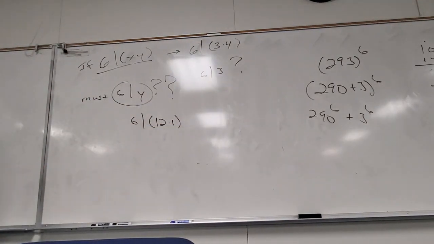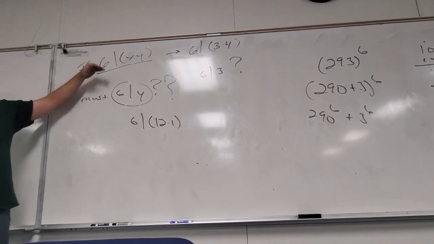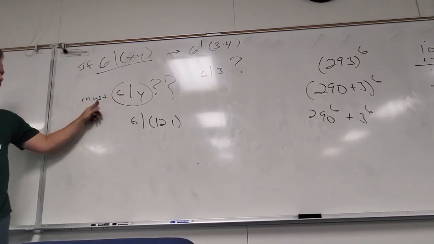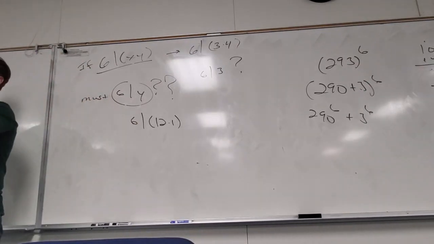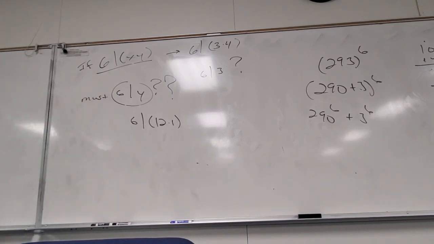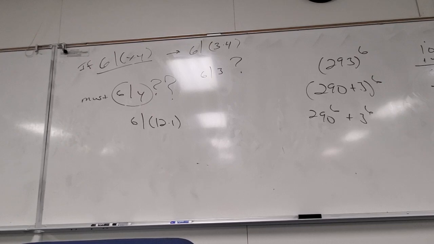Does 6 divide 12? Sure. So is it possible this is true? Hell yeah. Must it be true? No. So whenever I ask a question like, given this, does this necessarily follow, does it mean that this? You just have to find a counterexample, right? And if you can't find a counterexample, maybe it's true, and then you have to prove it. Proving sucks. Counterexamples kick ass.